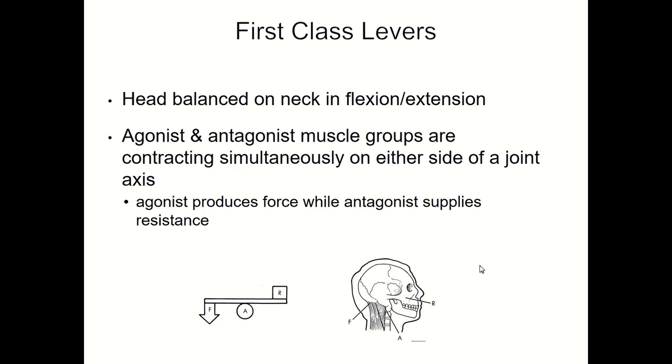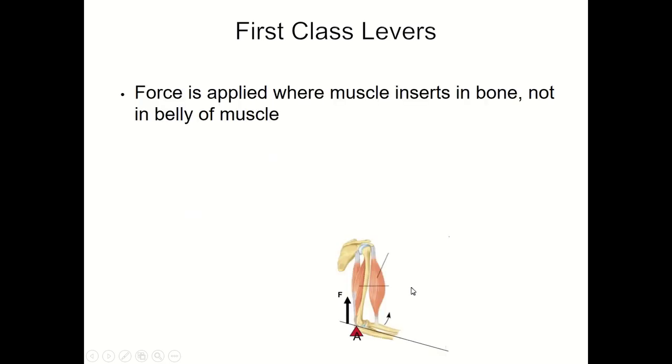Some examples of first-class levers that you might see is the head that's balanced on the neck in flexion and extension. So the agonist and antagonist muscle groups are contracting simultaneously on each side of the joint axis. And the agonist produces force, while the antagonist supplies resistance. So here's our axis of rotation in flexion and extension, right? In this case, if I'm going to flex, the force here is applied by this scalene muscle, for example, and the resistance is the weight of the human skull.